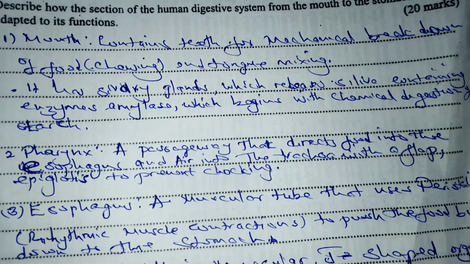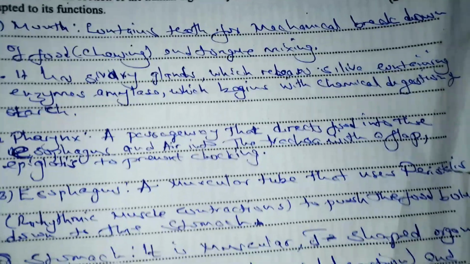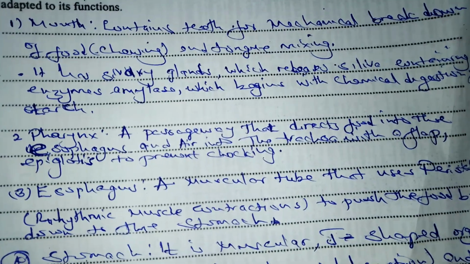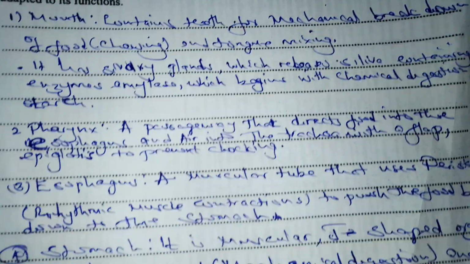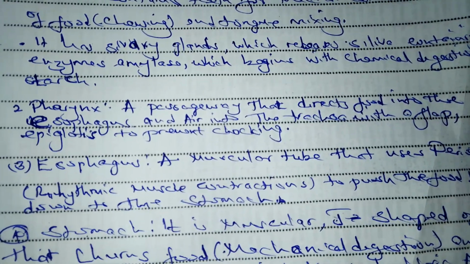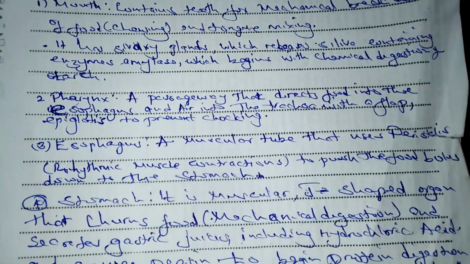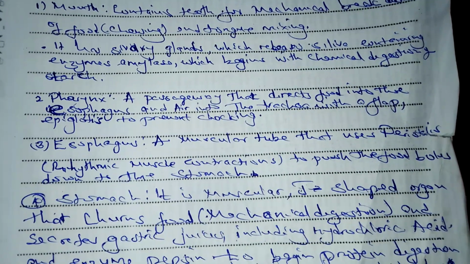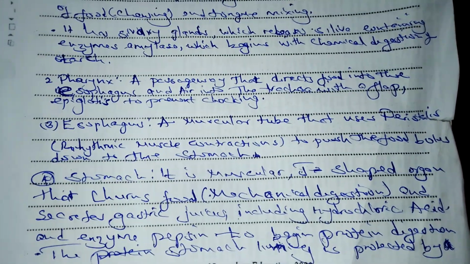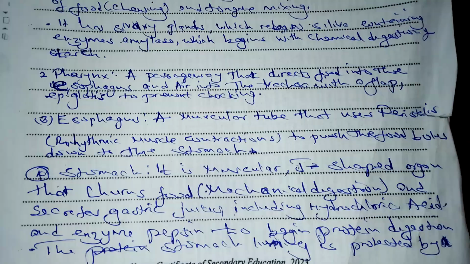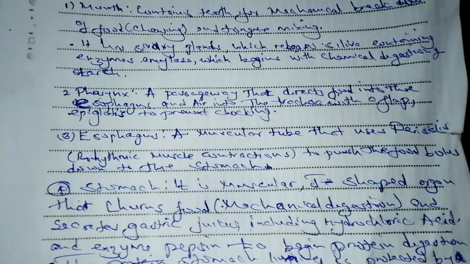The esophagus is a muscular tube that uses peristalsis, rhythmic muscle contraction, to push the food balls down to the stomach. And also we have the stomach. It is a muscular, J-shaped organ that churns food, which is mechanical digestion, and secretes gastric juices including hydrochloric acid and the enzyme pepsin to begin protein digestion. The stomach lining is protected by a thick mucus layer.